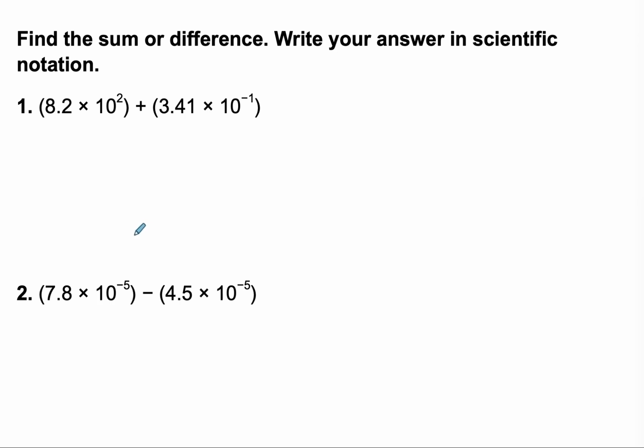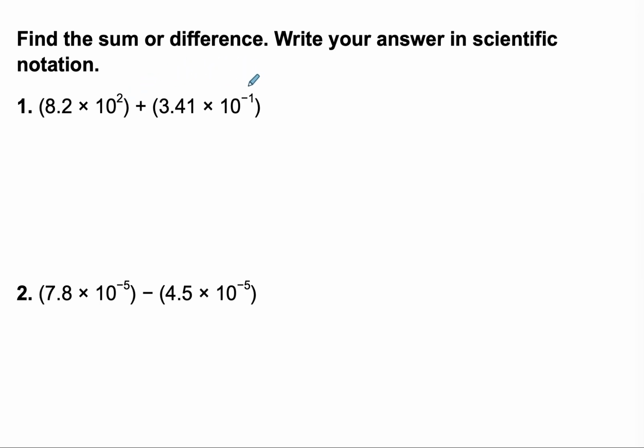All right, let's go ahead and check our answers. Find the sum or difference. Write your answer in scientific notation. So here for the first one, I have 8 2/10 times 10 to the negative second plus 3 41/100 times 10 to the negative first.